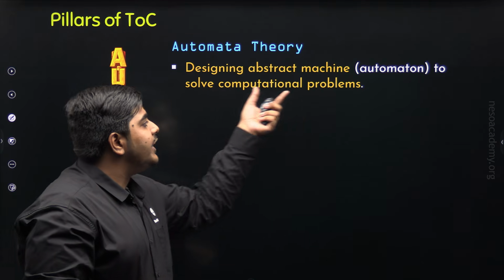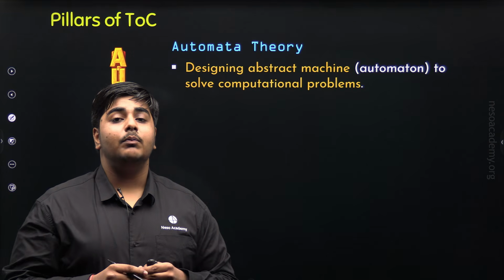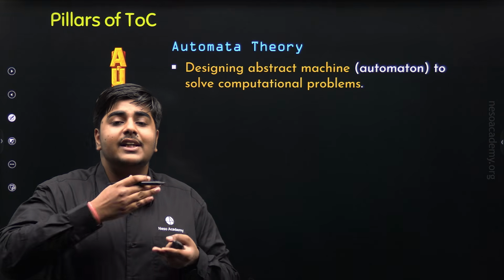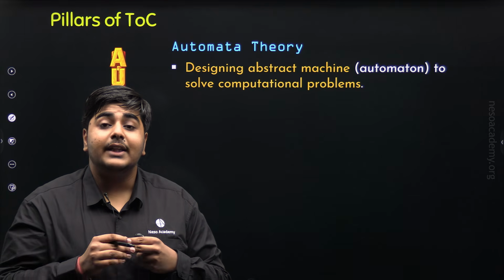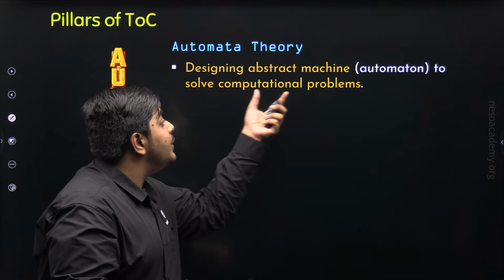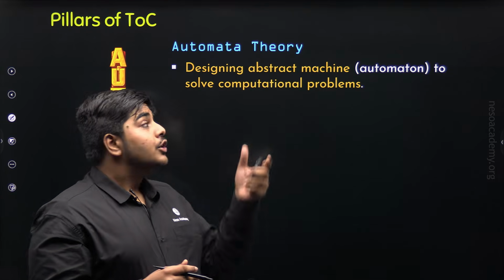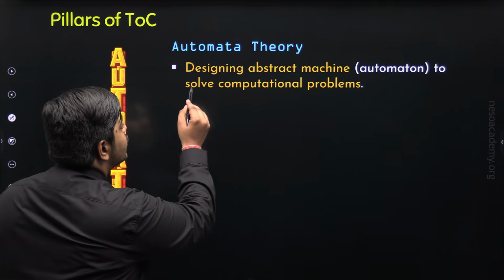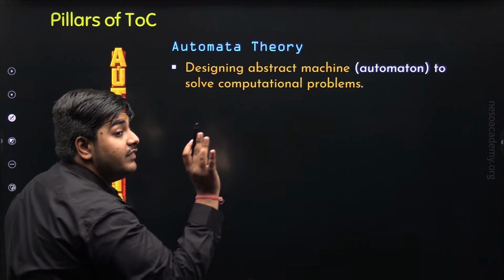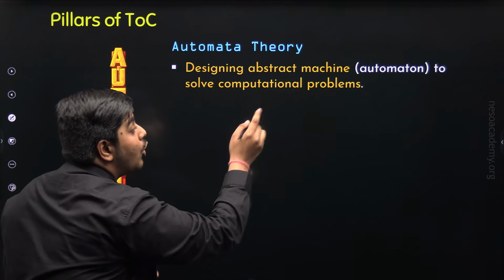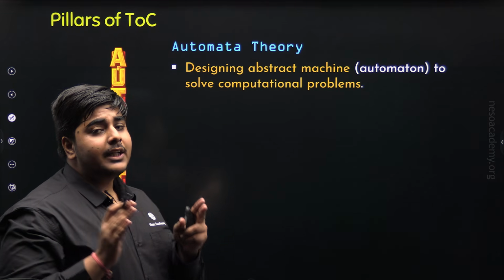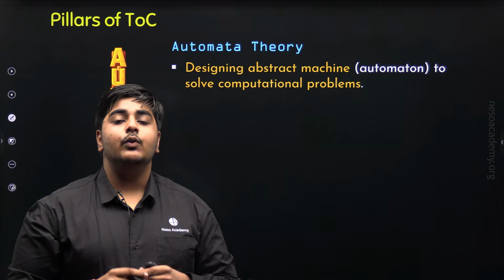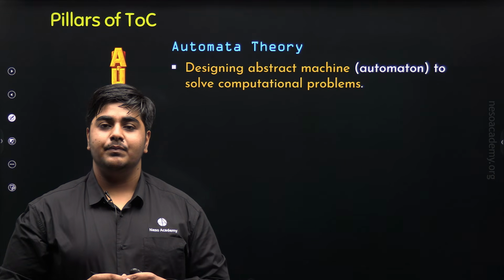Now, what is a computational problem? Any problem that can be solved using a step-by-step approach, that particular problem is called a computational problem. So in automata theory, to solve a computational problem, we design abstract machines or automaton. Now let's understand this theory with the help of a wonderful scenario.